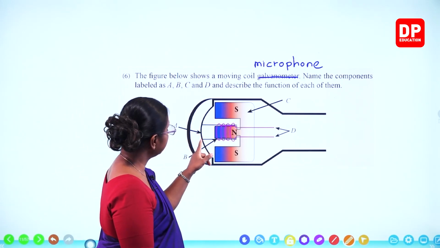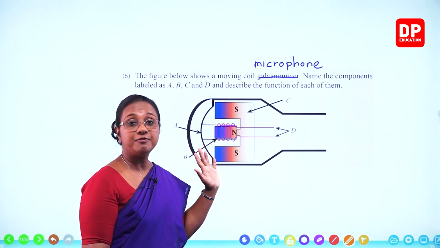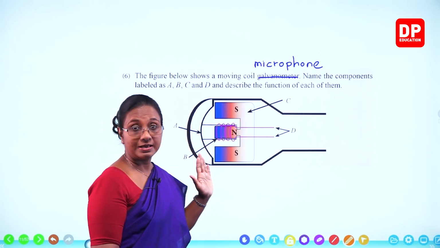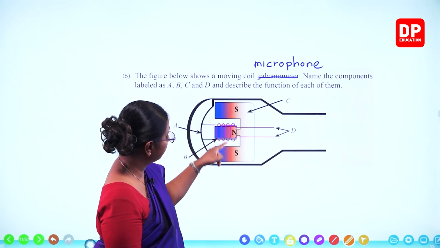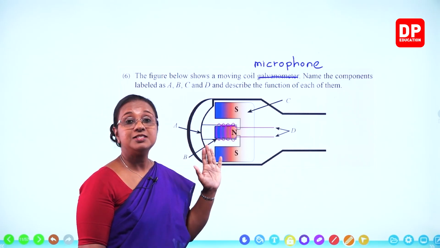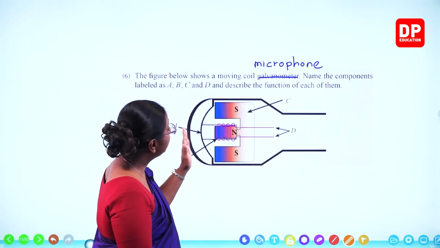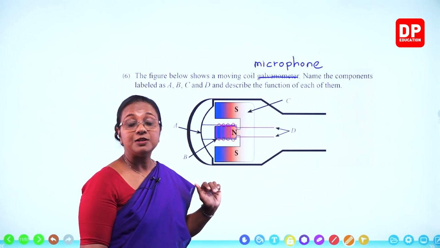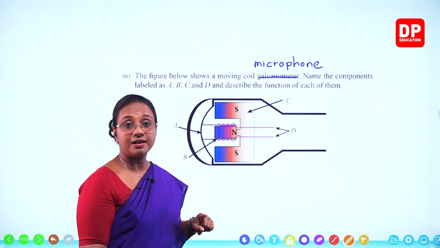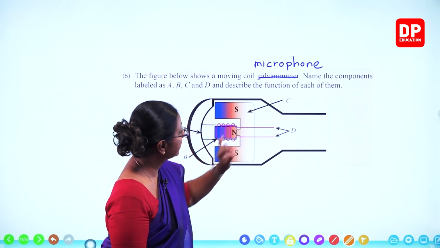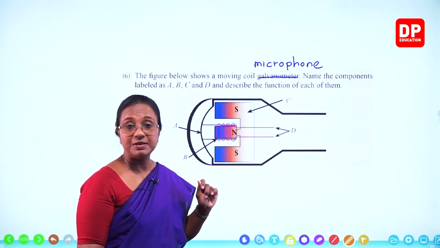Then there you can see the coil is connected to the diaphragm. So when the diaphragm vibrates, the coil also vibrates. And when the coil vibrates, here you can see C is the magnet, so it provides the magnetic field. There is a change in the magnetic field, or magnetic flux is generated, which in turn generates an electromotive force. So due to that electromotive force, an alternating current starts to flow through this conductor that is labeled as D. So we need to write the functions of A, B, C and D.